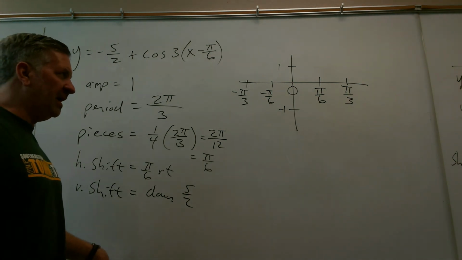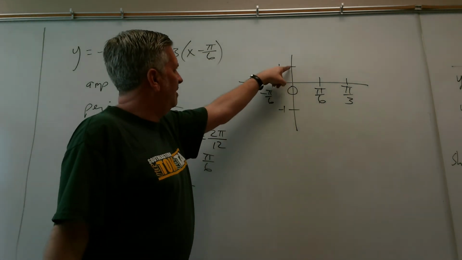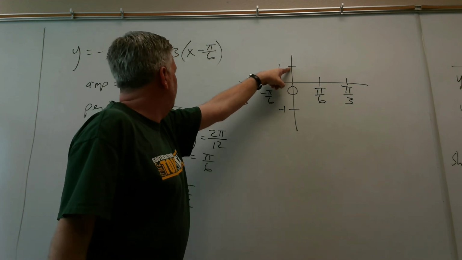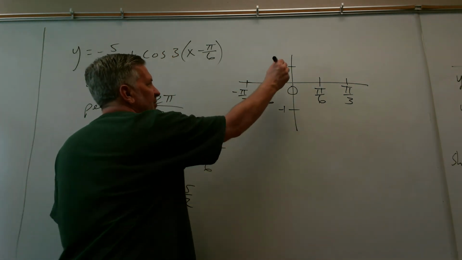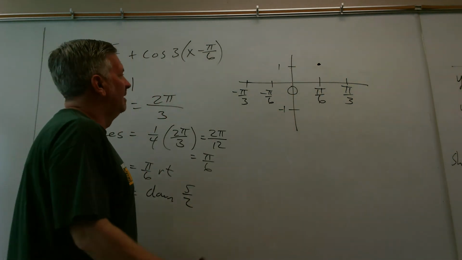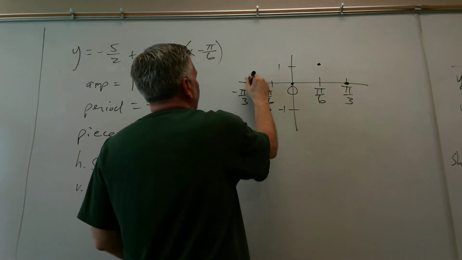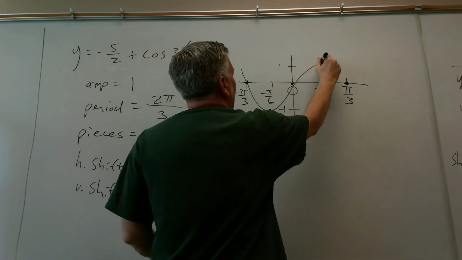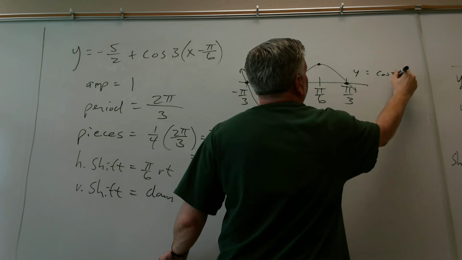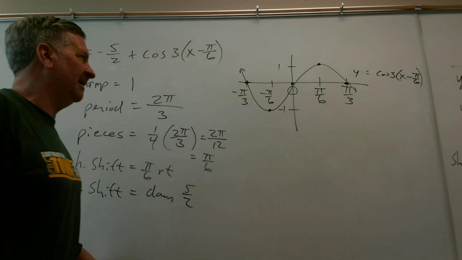Okay, and then at this point, you ask yourself, what does the original cosine graph do on the y-axis? The original cosine graph crosses at 0, 1. We did not reflect, but I'm shifting that point to the right pi/6, so that point comes to pi/6. And that's a high, and so I have a middle here, a low here, middle here. So this is the graph without the vertical shift. This is y is cosine of 3 times x minus pi/6. So that's the graph in black that I'm looking at.